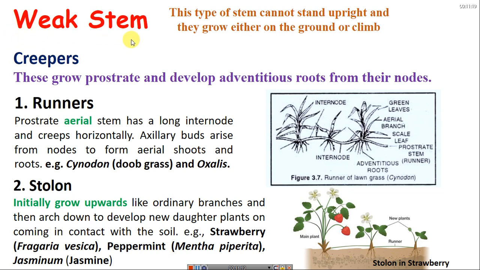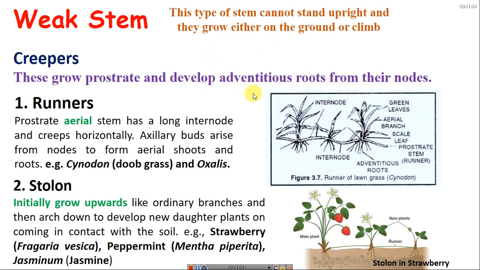So weak stems are the stems that cannot stand upright, and they grow either on the ground or they climb. Okay, so either they will be lying on the ground, growing on the ground, or they will climb, right? So the first type in the weak stems is creepers. These grow prostrate, means on the ground, horizontal or parallel to the ground. Okay, they grow prostrate and they develop adventitious roots from their nodes. This is the distinguishing feature of the creepers.